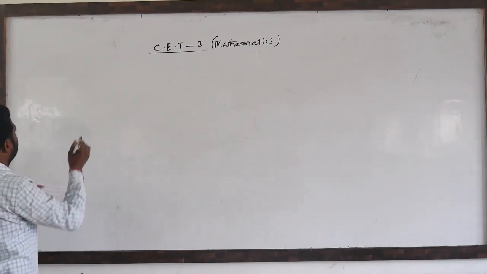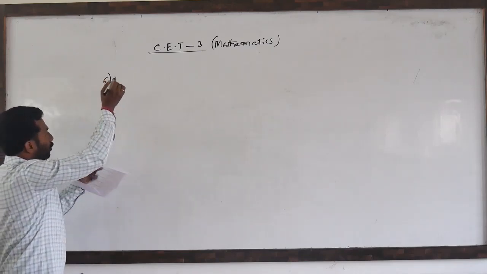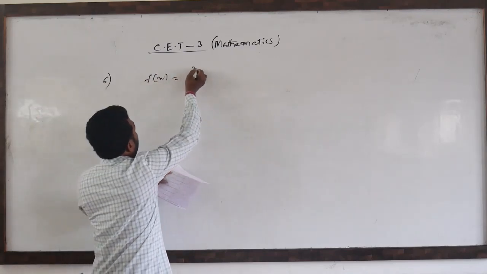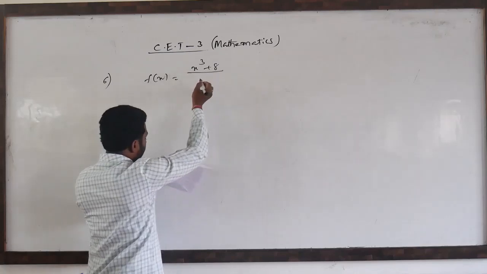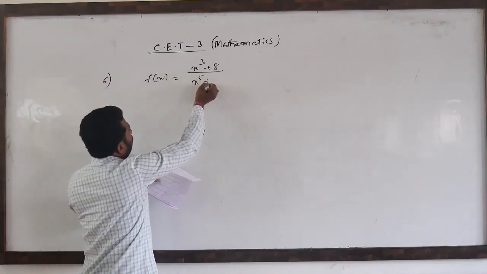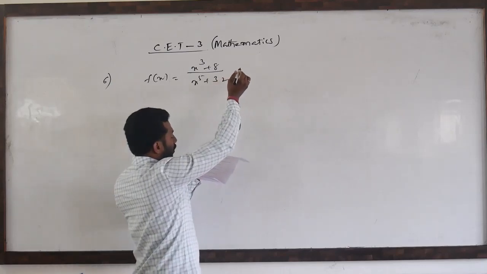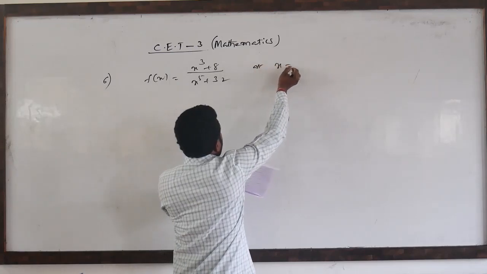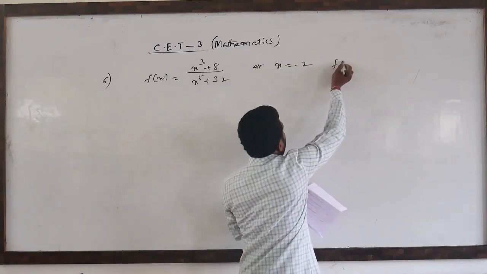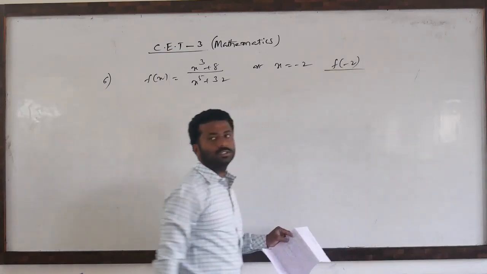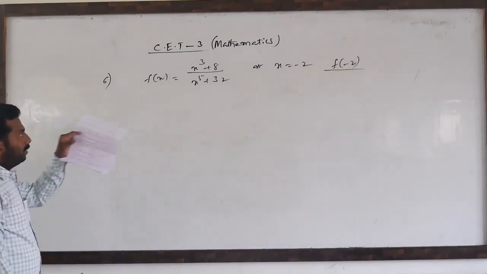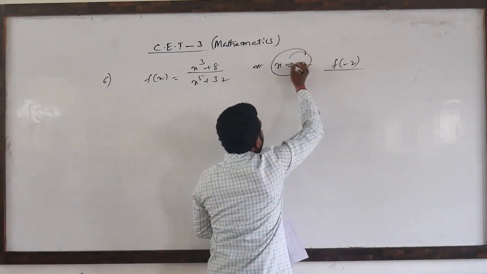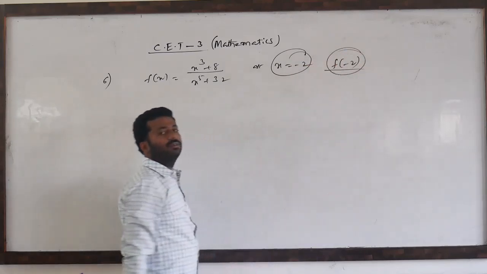Sixth question. They define f of x equal to (x cube plus 8) divided by (x to the power 5 plus 32). Then f is continuous at x equal to minus 2. What they are asking is the value of f of minus 2. Given that this function is continuous at x equal to minus 2, what is f of minus 2?